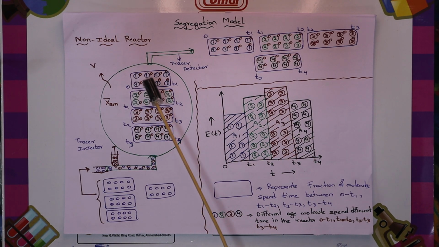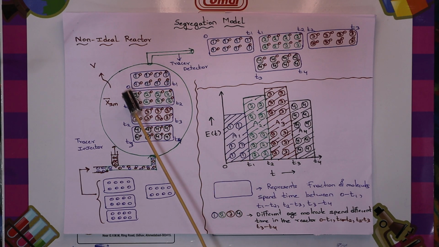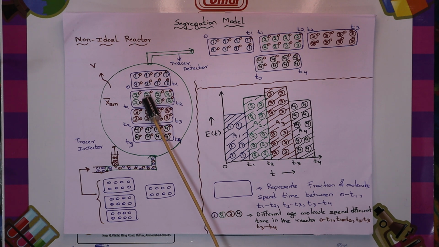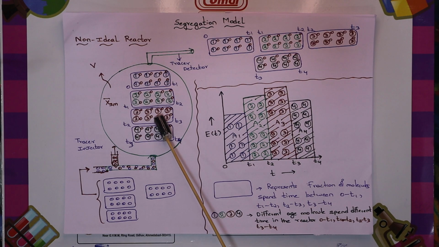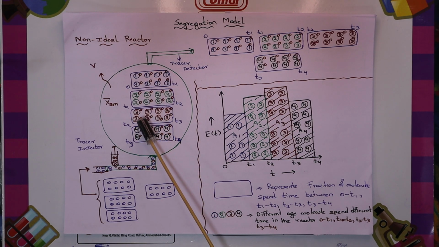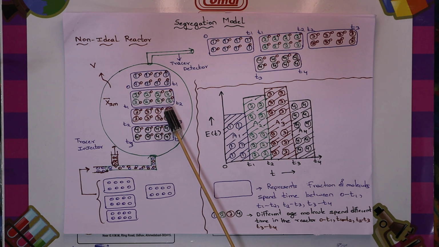The mixing model: what is the assumption people have taken in the segregation model? It is said that, for example, I know the age 1 molecules, which spend time between 0 to T1. During their travel in the reactor, they won't interact with other age molecules. That means 1 will not interact with 4, 1 will not interact with 2, 2 will not interact with 3, 3 will not interact with 4, and 2 will not interact with 4. That means molecules between 0 and T1 don't want to share any information with the other molecules. So that is the first assumption taken in the segregation model, that is no mixing effect. That is the basic model.